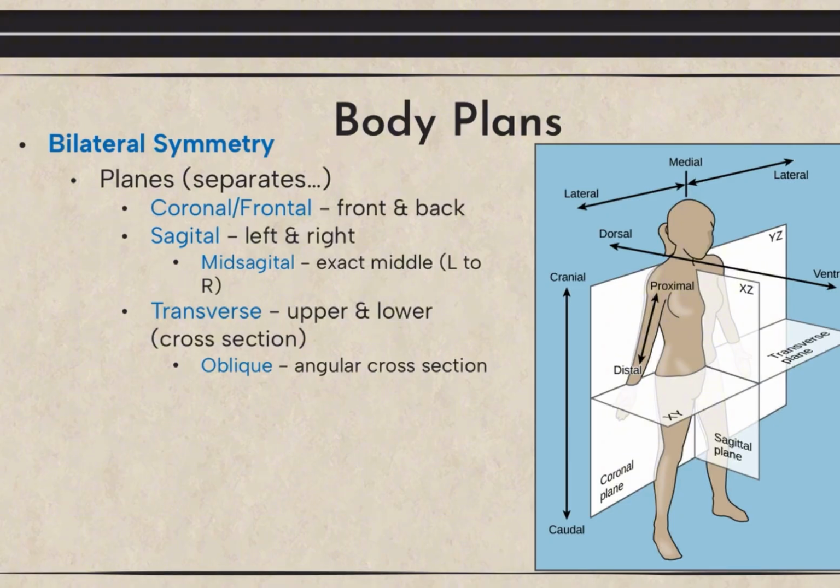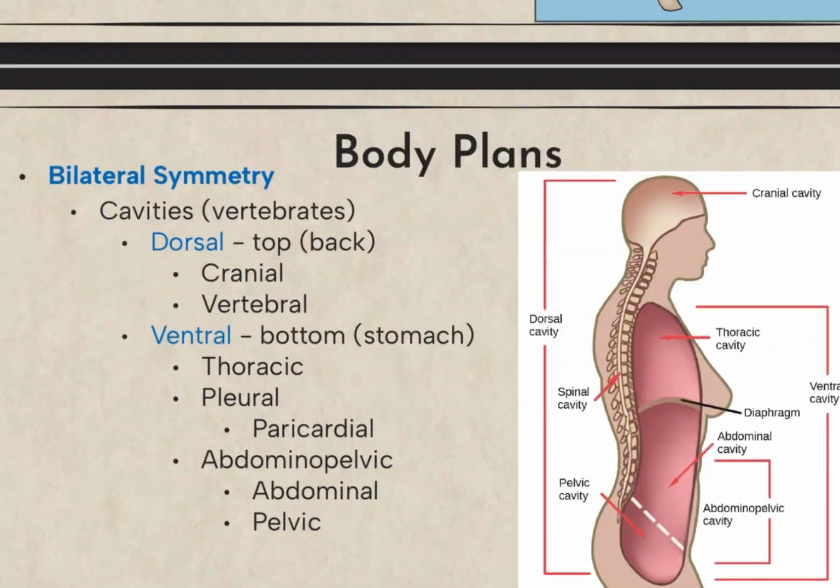So we have our coronal and frontal, so this is just our front and back plane. Our sagittal is our left to right plane, and our mid-sagittal is the exact middle, so our medial. You also have a transverse, which essentially is the upper and lower. It's the cross section. And then our oblique is the angular cross section in between those.